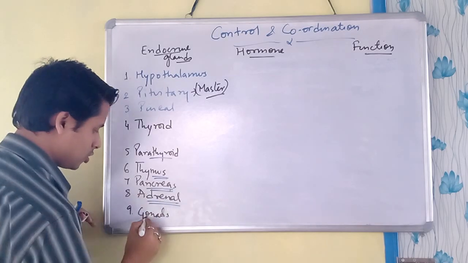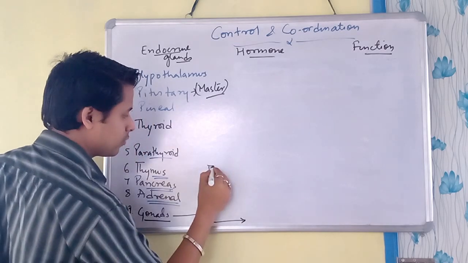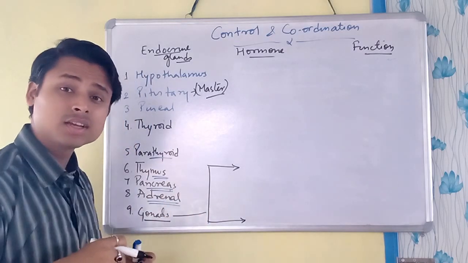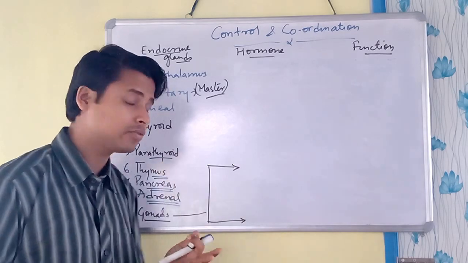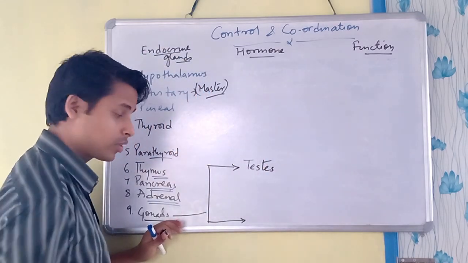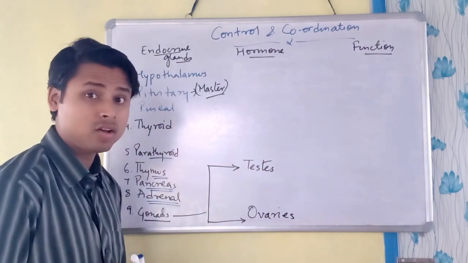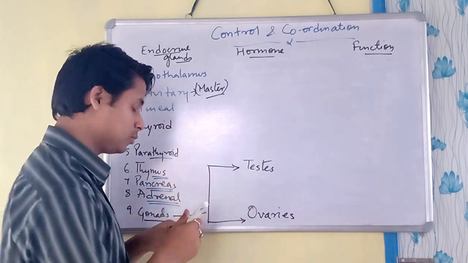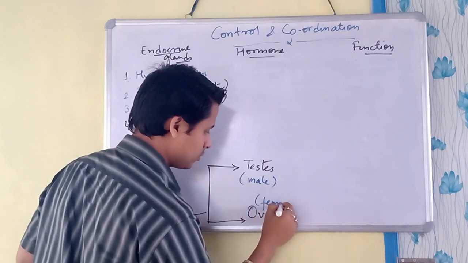This gonad is not divided in two, but gonads are present separately in male and female. The gonad present in male we call testis, and the gonad present in female we call ovaries. So a pair of ovaries is present and a pair of testes is present, in male and female respectively.